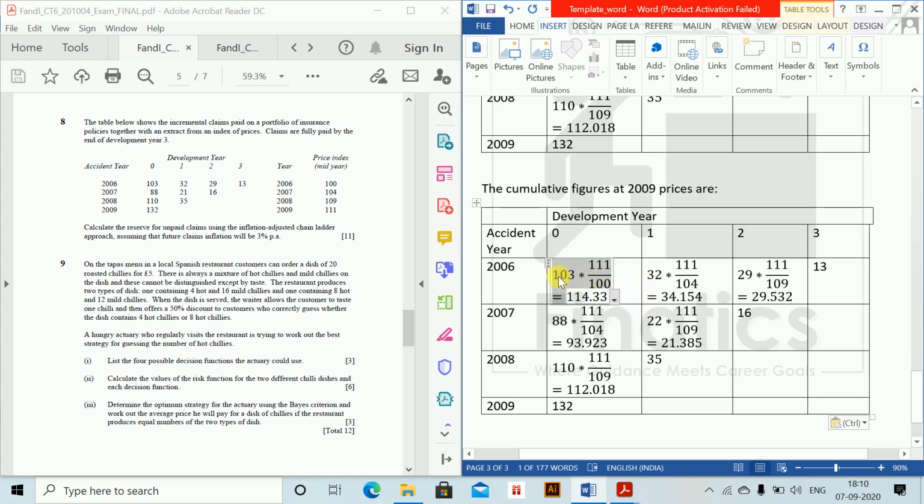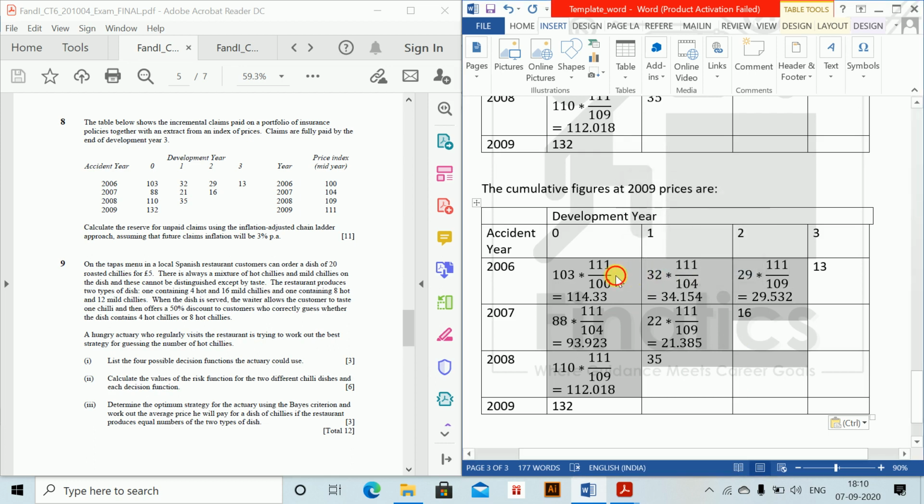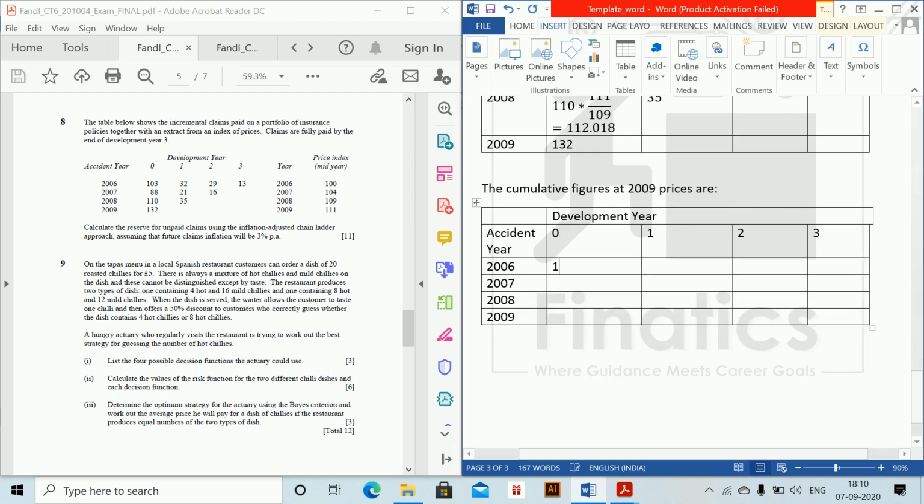So then the only thing is you can select the entire thing and erase. Okay, just select the entire thing and delete. So all these values go up: 114.33, then 148.484, then you have your 178.016, then you have 191.016.